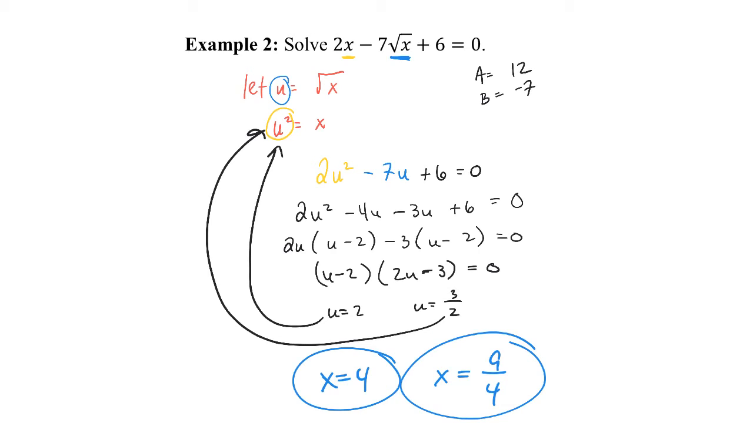9/4. 2 times 9/4 is 18/4, which is 4.5. Minus, oh gosh, it's going to be 7 times 3/2, which is going to be 21/2, 10.5. So I've got 4.5 minus 10.5, that's -6, and then -6 plus 6 is 0.